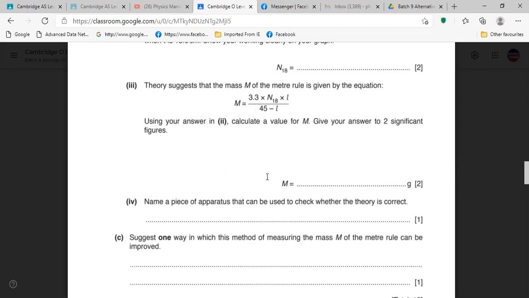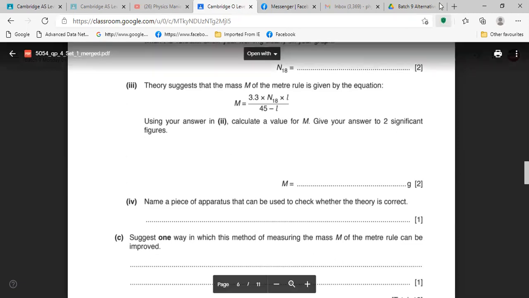Yes, sir. Now C. State one way in which this method of measuring the mass m of the meter rule can be improved. How can we improve it? By using the ring of much lower mass. Yes, very good. By using rings of lower mass. Then any other idea? Any other idea?